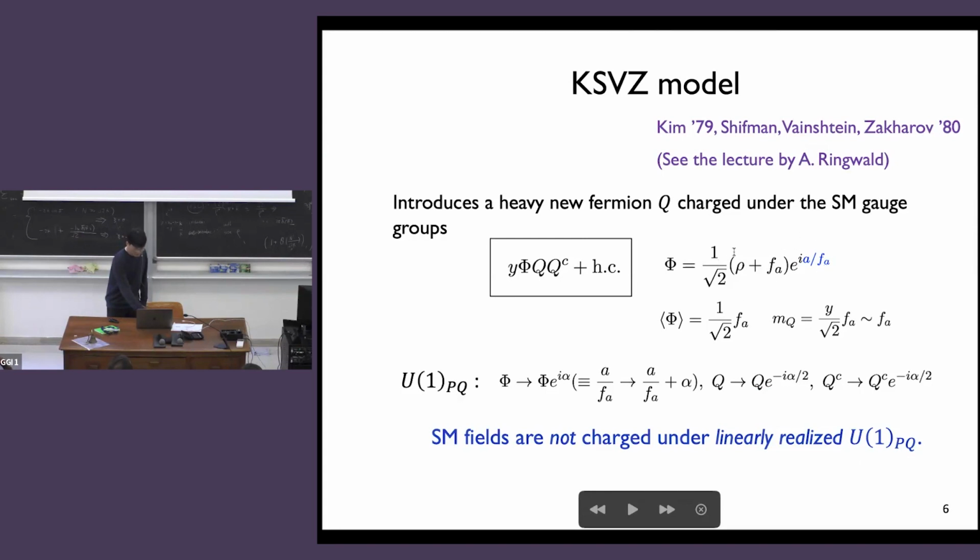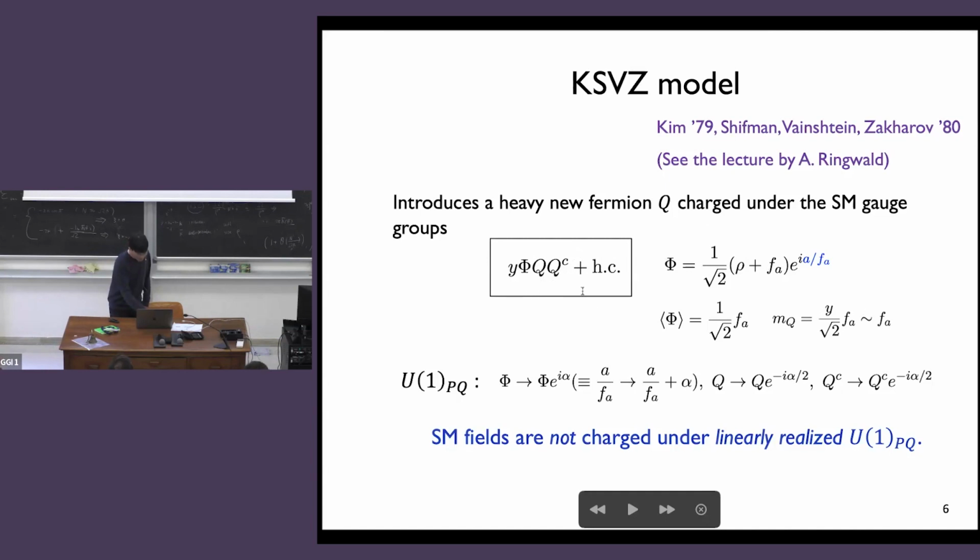And the VEV of this complex scalar field determines the scale of the axion decay constant. And in this model, it is assumed that this complex scalar field has a Yukawa coupling to this new fermion. So the new fermion obtains mass from the spontaneous Peccei-Quinn symmetry breaking, and its mass is around the axion decay constant, up to this dimensionless Yukawa coupling.